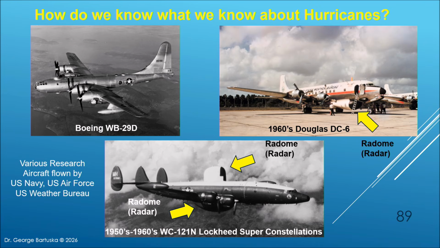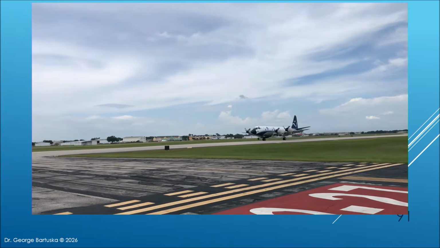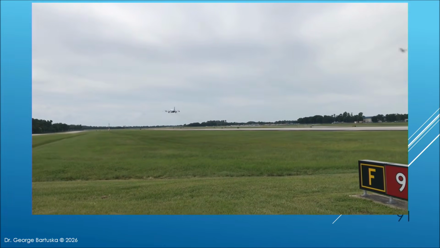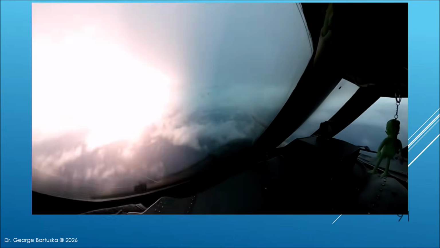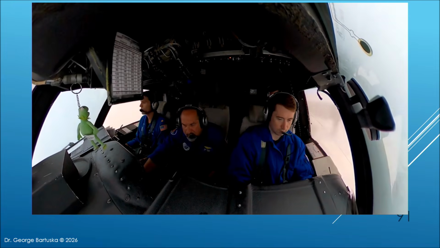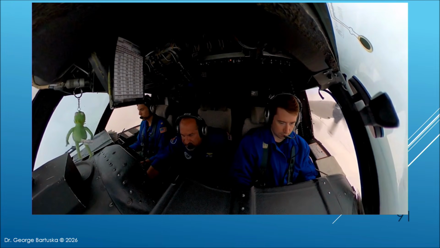Then we would use B-29s after World War II, then DC-6s, along with Lockheed Super Constellations. Today, for the research part, NOAA uses 2 Lockheed Electras. There's one taking off from Lakeland. It's going to swing around. One of them's called Kermit, one of them's called Miss Piggy. This is obviously Kermit.